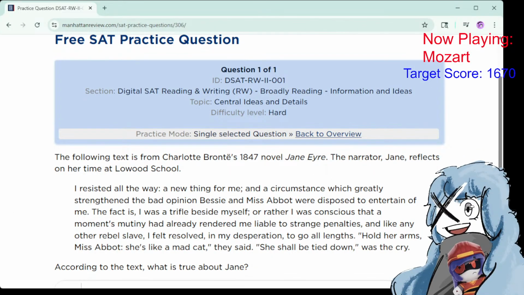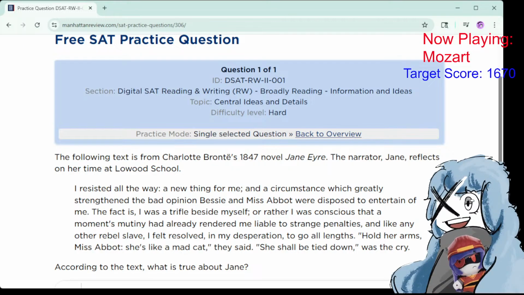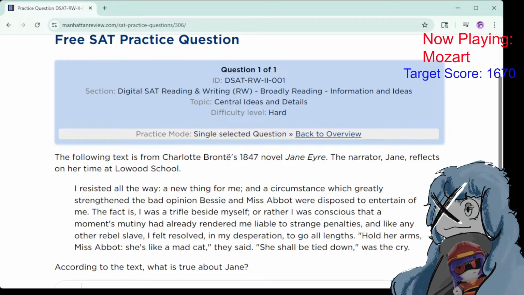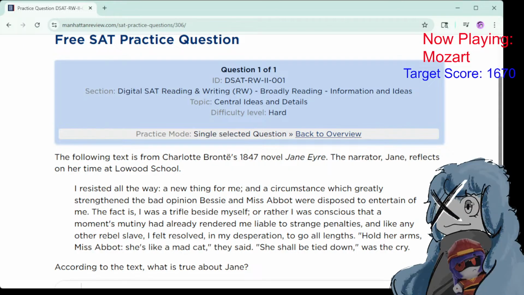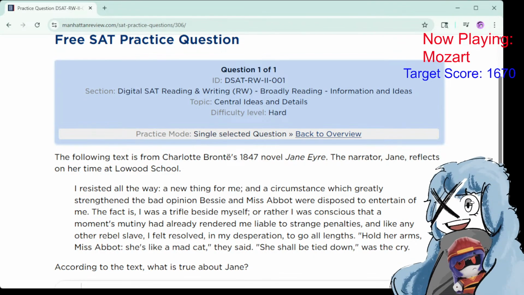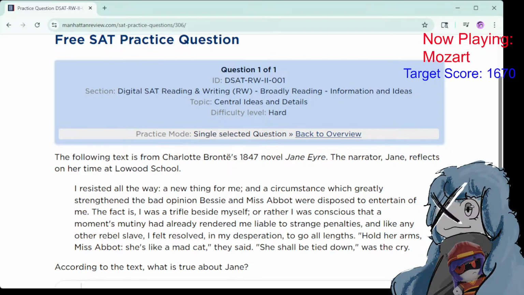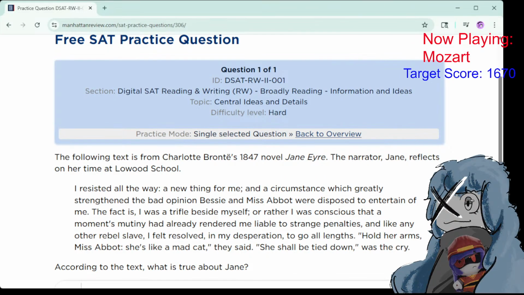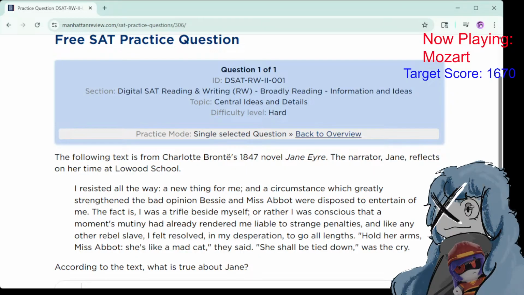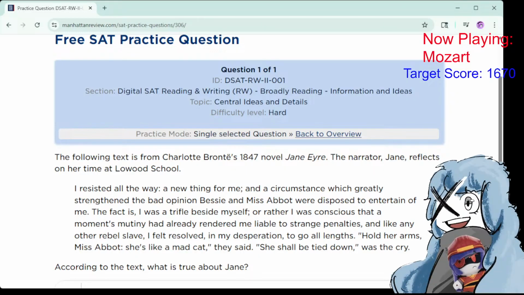A new thing for me and a circumstance which greatly strengthened the bad opinion Bessie and Miss Abbott were disposed to entertain of me. The fact is, I was a trifle beside myself. Rather, I was conscious that a moment's mutiny had already rendered me liable to strange penalties. Like any other rebel slave, so she's a rebel slave. I felt resolved, even in desperation, to go all out. Lend her arms, Miss Abbott. She's like a mad cat, she said. She shall be tied down.